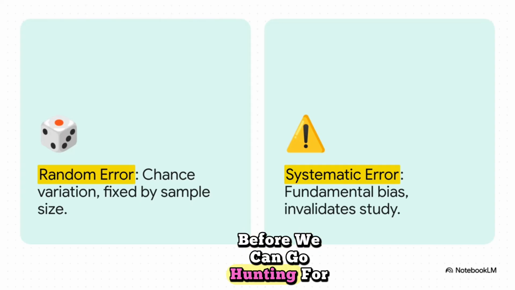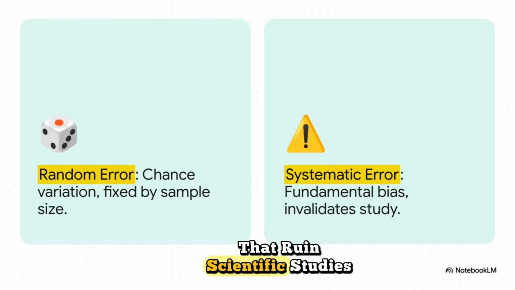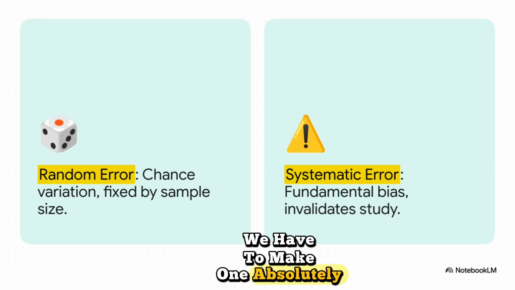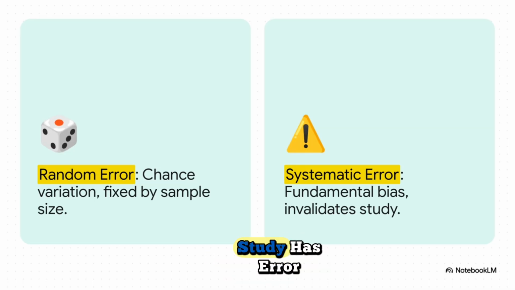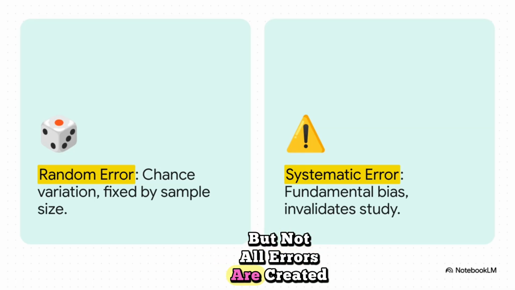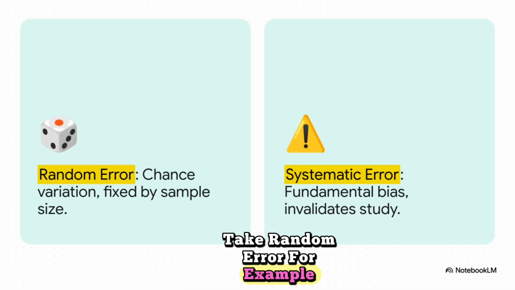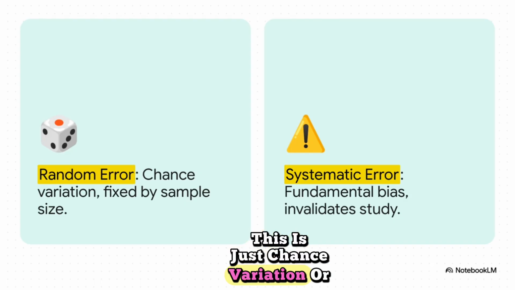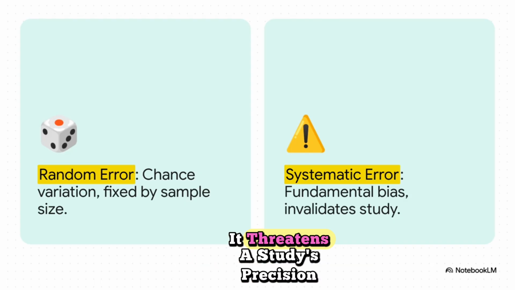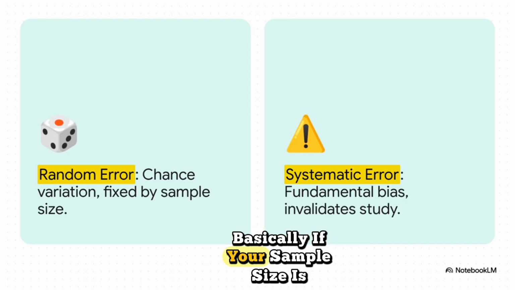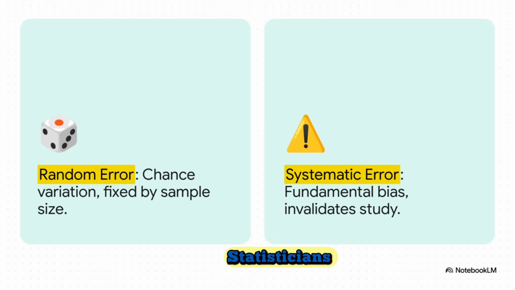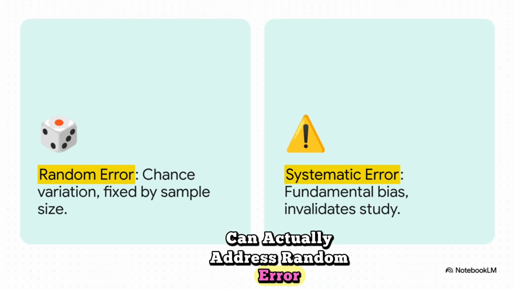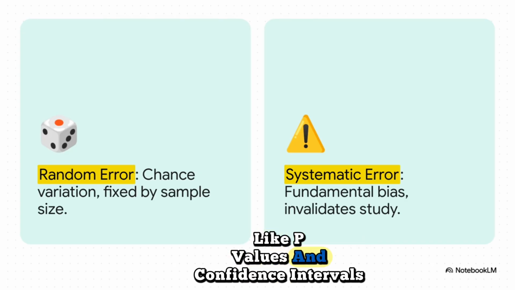Before we can go hunting for the specific culprits that ruin scientific studies, we have to make one absolutely fundamental distinction. We need to know the difference between a random accident and a systematic crime. Every single study has error, but not all errors are created equal. Take random error, for example. This is just chance variation or sampling variability. It threatens a study's precision. Basically, if your sample size is too small, you're going to get more random error. The good news here is that statisticians can actually address random error using mathematical tools like p-values and confidence intervals.